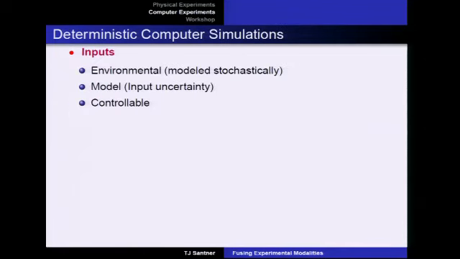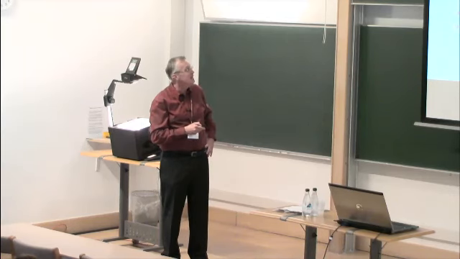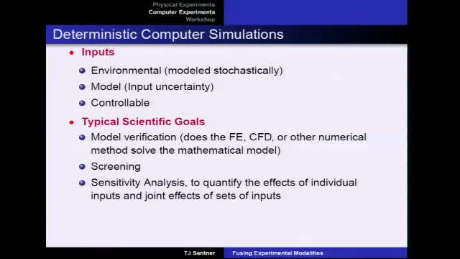So sometimes they're related and sometimes they can be exactly the same. The environmental, model and control variables you see in deterministic experiments are precisely the same as we see in other sets of experiments. So there's a commonality there. And the goals here are model verification: to what extent does the finite element or computational fluid dynamics or other numerical model solve the mathematical model? And then to what extent does it represent reality, validation, if you will? So those are two important issues when you're using deterministic computer experiments.